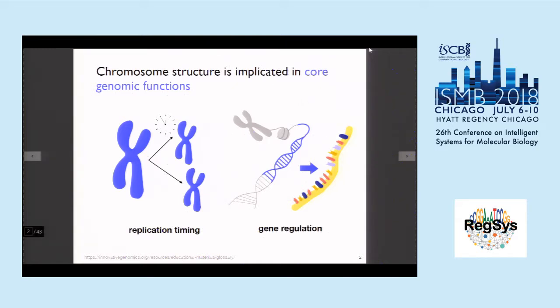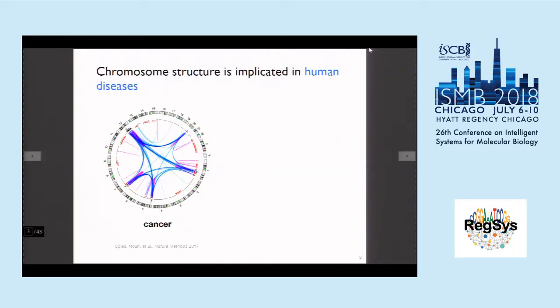So as many of you probably already know, chromosome structure is implicated in several really core genomic functions. We heard a talk earlier about replication timing domains, and structural domains have been shown to correlate really highly with replication timing and to be really implicated in the coordination of replication. And chromosome structure is also really strongly associated with gene regulation, with gene expression levels and with the activation or repression of genes. So related to that, chromosome structure is not surprisingly also implicated in several human diseases.